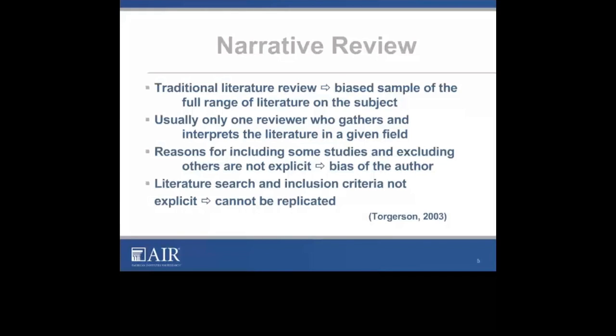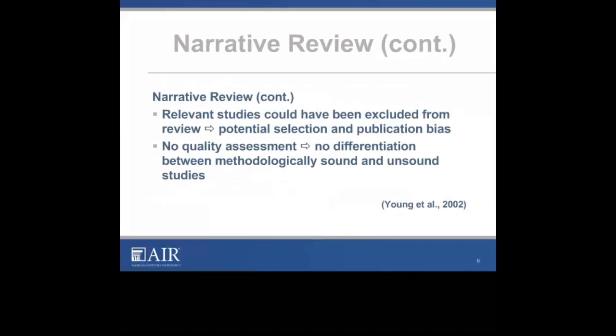The reasons for including some studies and excluding others were often not very explicit and reflected the bias of the author. The literature search inherent in such a narrative review was often not very explicit and could not be replicated. In sum, there is not a whole lot of transparency and rigor in conducting the traditional narrative review. Relevant studies can easily be excluded from that review process, and that results in a potential selection and publication bias.